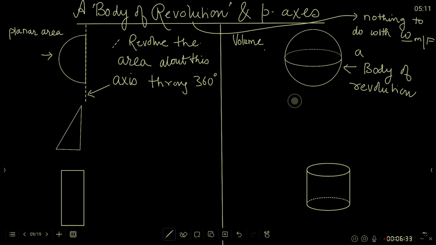So if a semicircular area is creating a body of revolution using this axis, what I have shown here, this will become a sphere, right? And this sphere is a body of revolution. Where is the axis about which the revolution has taken place? That axis is also here, right? This is the same axis. We can call this the axis of revolution.